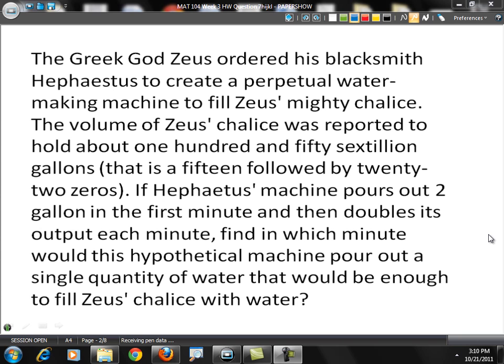And we're told that the cup is huge. It holds 150 sextillion gallons. And then they help us out by saying that's a 15 followed by 22 zeros. Okay, so let's look. Get a new slide here.